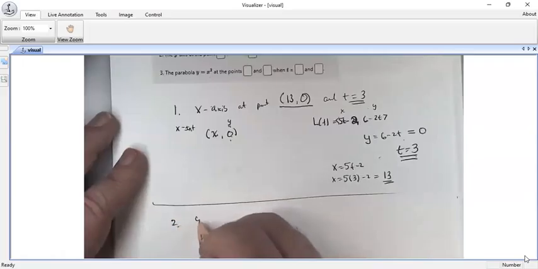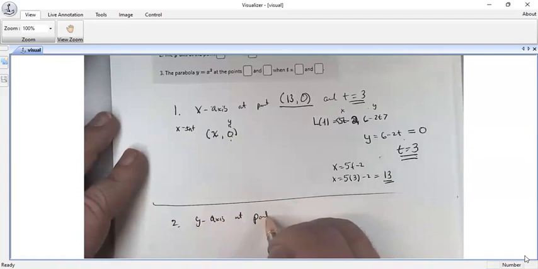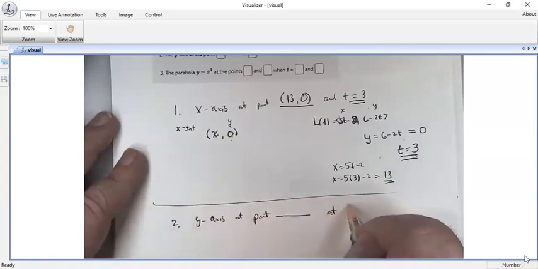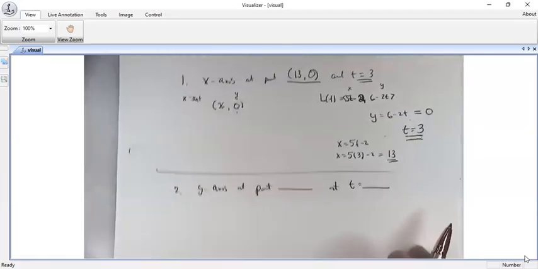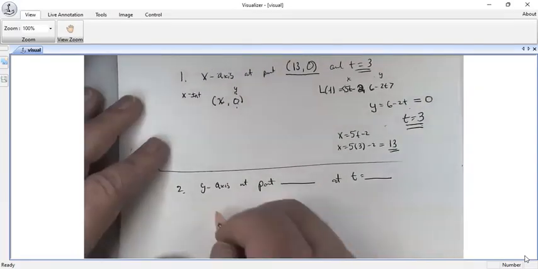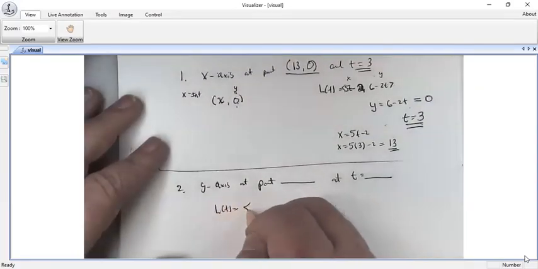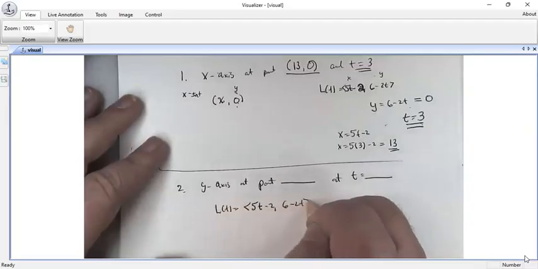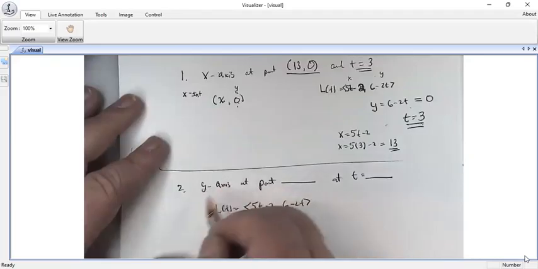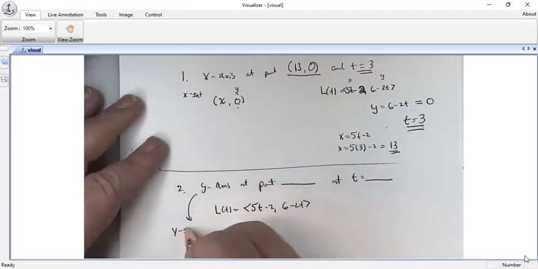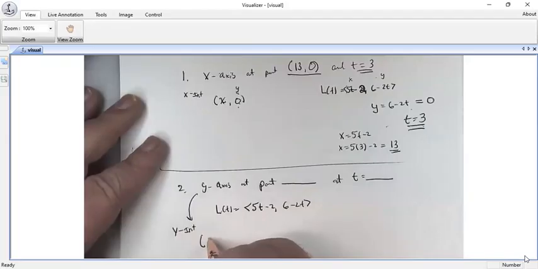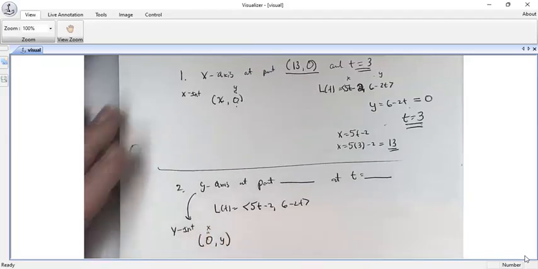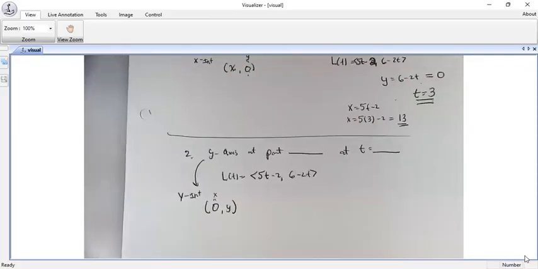So to intersect the y-axis at a particular point, we want to know what the point is and what time you actually hit it on. So again, here's my L of t equation, which was, get it right this time, 5t minus 2 comma 6 minus 2t. But to cross the y-axis, this is called the y-intercept. You're going to go through the point x equals 0 comma y. That's what the y-intercept is. You said x equals 0.